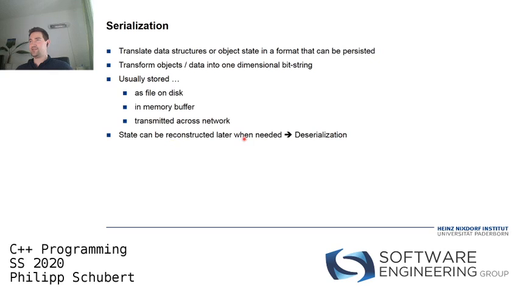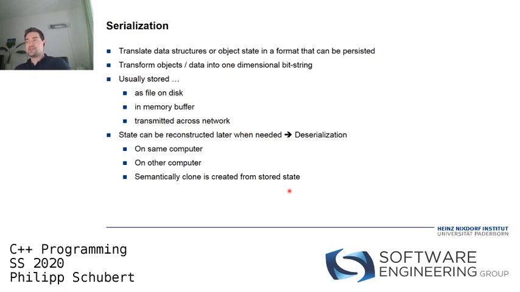Exactly. So the restoring of serialized data is called deserialization. It can be done on the same computer, or on another computer if you send something over the network. And whenever something is restored, a semantical clone is created from the stored state. And this is really useful, for instance, if you need to store some intermediate results, which happens quite often. If you wish to implement some caching mechanisms, that can be really useful in such scenarios.